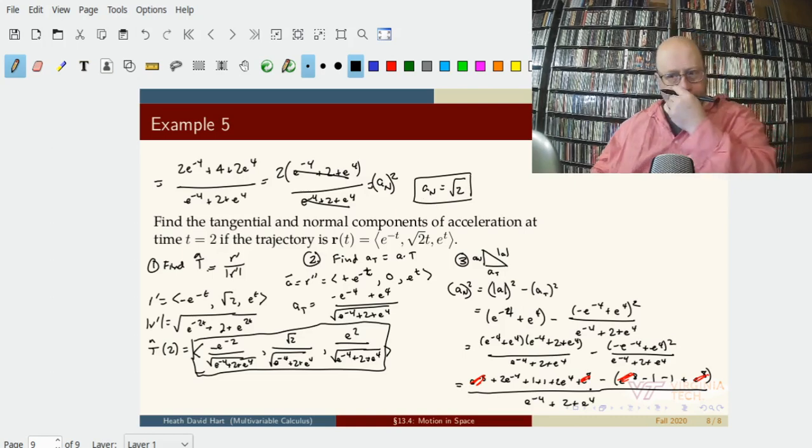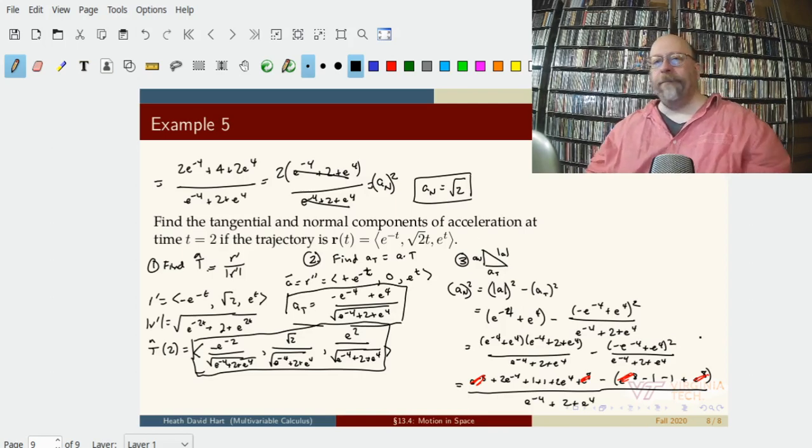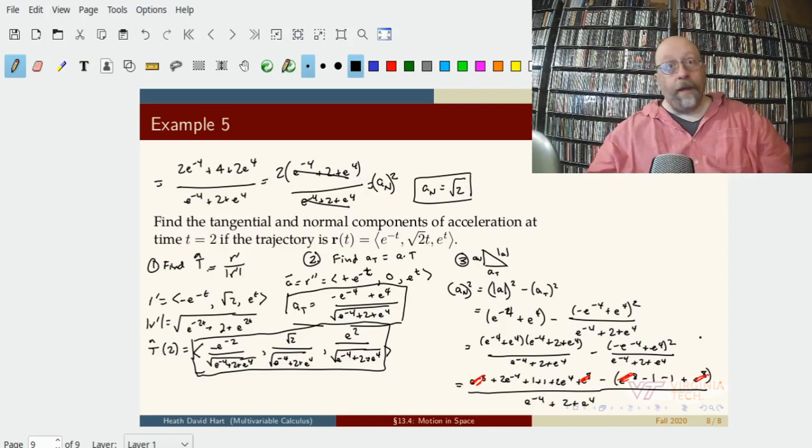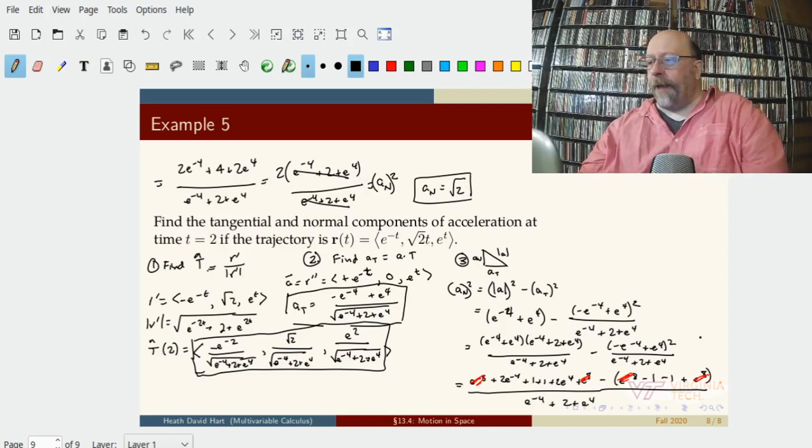Okay? So a_T was complicated here, but a_N works out very simply. All right. I made a couple of computational errors along the way, and I think I caught them all. But if you have any questions, let me know.